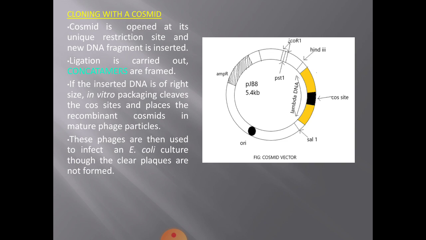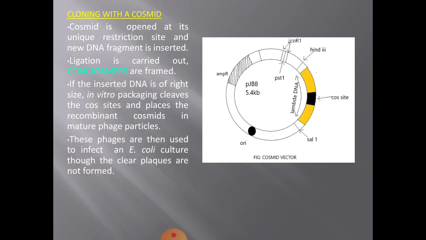Now, how exactly is cloning brought about in the case of cosmids? The cosmid is opened at its unique restriction site, and a new DNA fragment is inserted. And then, as usual, ligation is carried out.